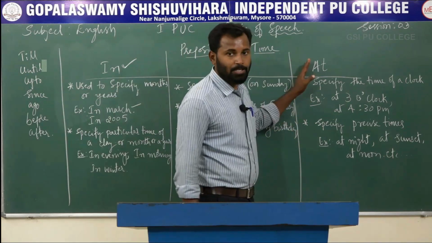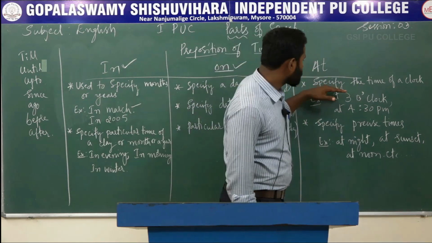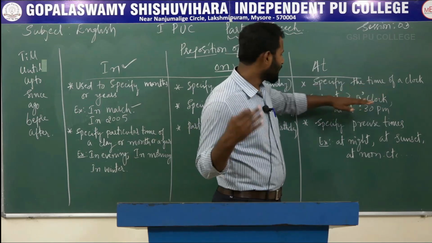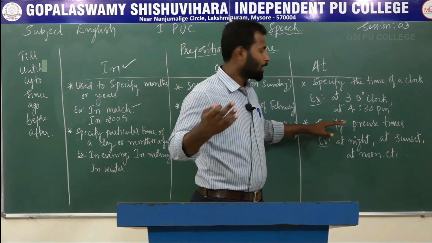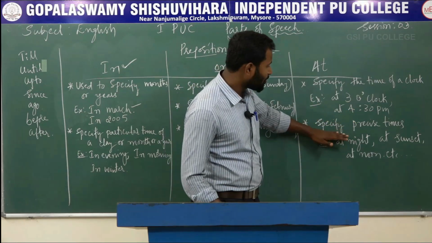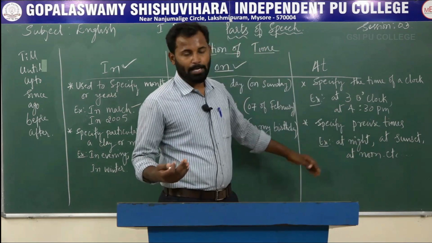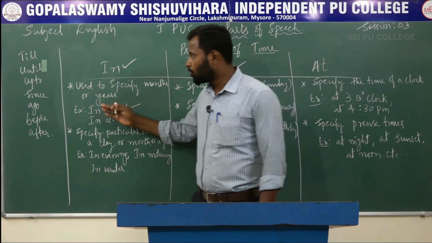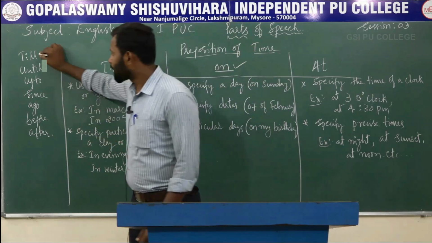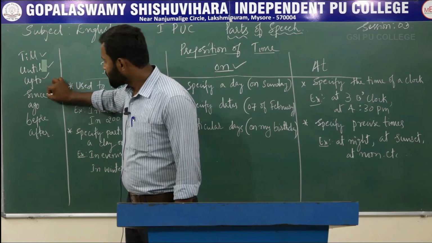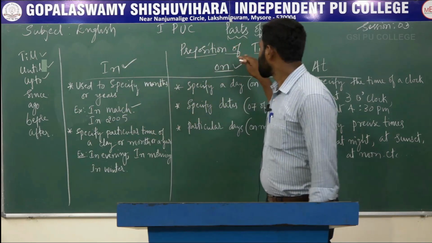The next one, at. Where are we supposed to use this preposition at? This at is used to specify the time of a clock, like at 3 o'clock, at 4:30, or at 7:30 p.m. And the next, it is used to specify precise times, like at sunset, at noon, at lunch, etc. And on the right side of the board, I have also written some examples for prepositions of time, like till, until, up to, since, ago, before, after. These words come under prepositions of time.